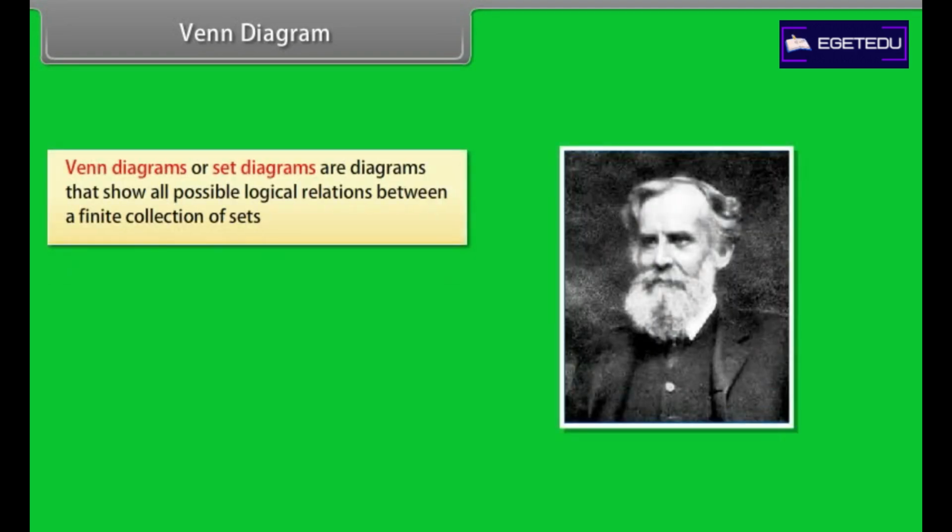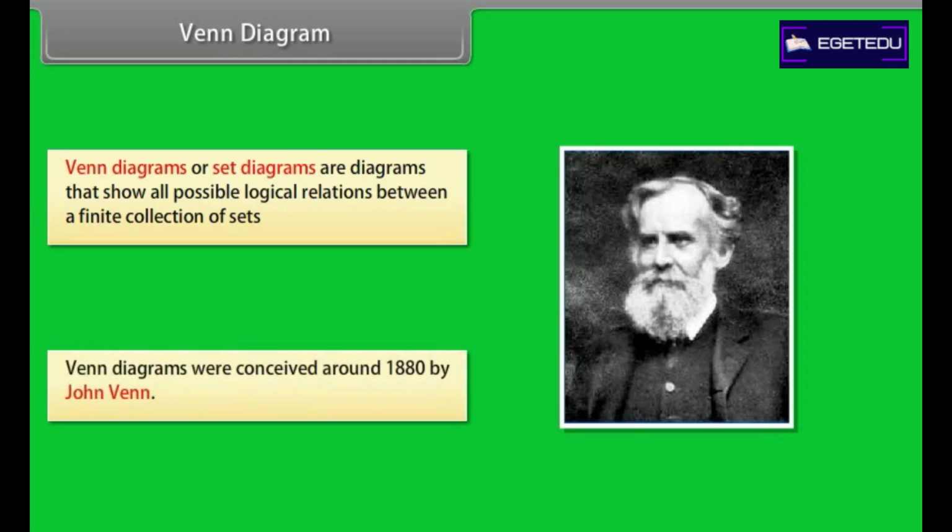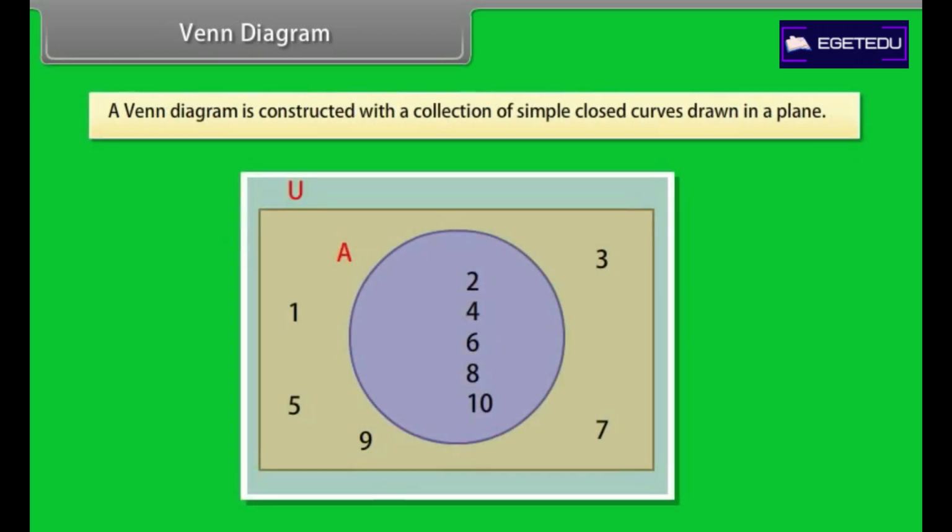Venn diagram. Venn diagrams or set diagrams are diagrams that show all possible logical relations between a finite collection of sets. Venn diagrams were conceived around 1880 by John Venn. A Venn diagram is constructed with a collection of simple closed curves drawn in a plane.